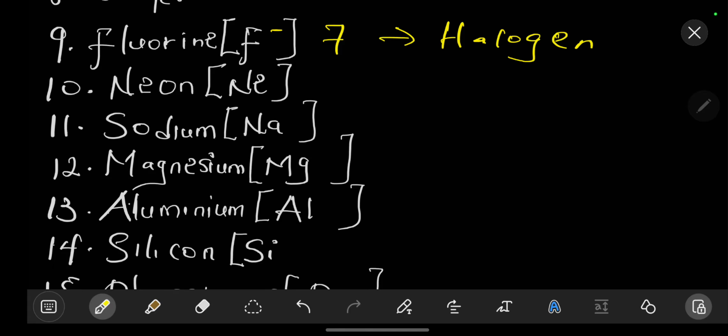And to write -1, you don't write the 1 like this. No, you only put the minus that shows it carries -1. Then neon belongs to group 8, and group 8, alright, they're called the noble gases, group 8 or group 0. So for that reason, neon carries no charge. The charge for neon is 0.